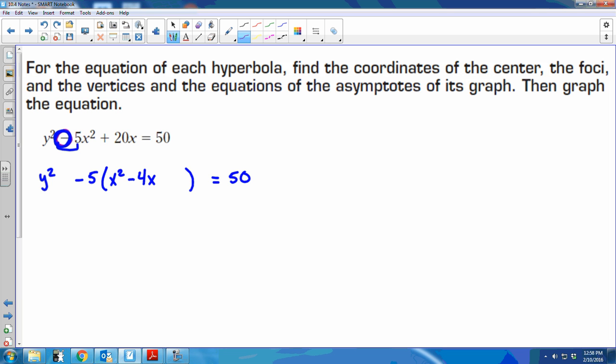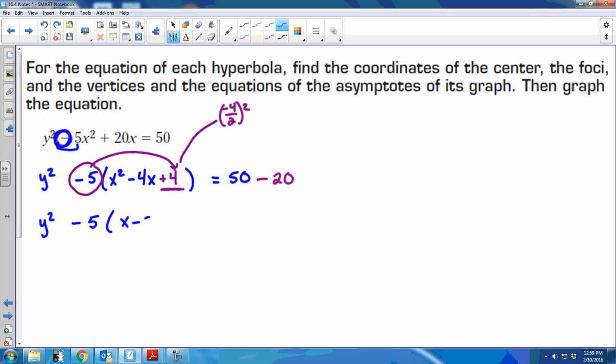So how do I complete the square? How do I get this number right here? You take negative 4, divide by 2, and square that. So we get positive 4. And you multiply times negative 5, so you have negative 20 that you add. That's very important. If I was completing the square for the y part, I would have a positive, so I would be adding and then subtracting for this part. So make sure you're watching your signs. To finish this, I have y squared minus 5 times x minus 2 squared equals 30. Everyone agree?